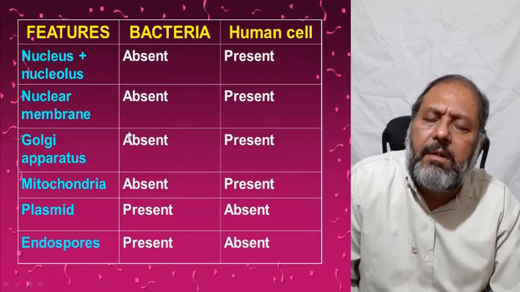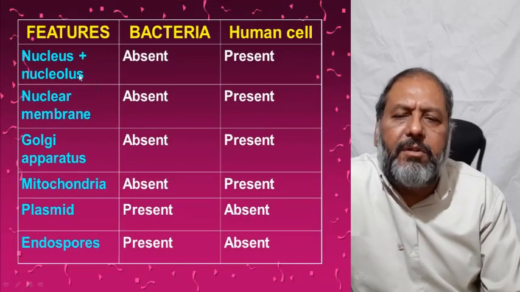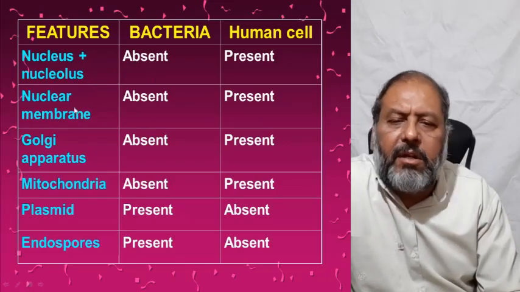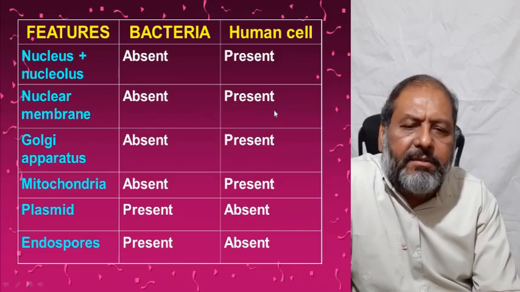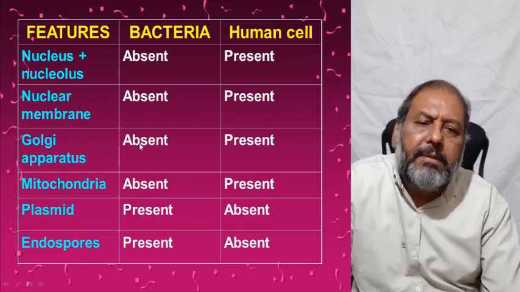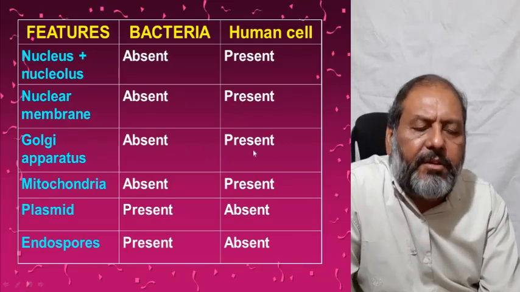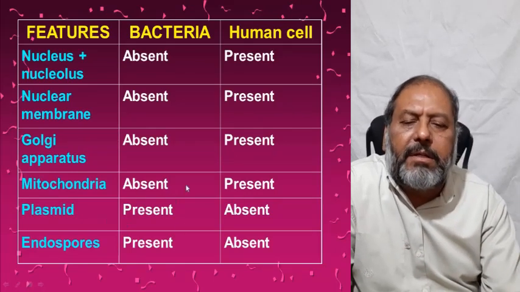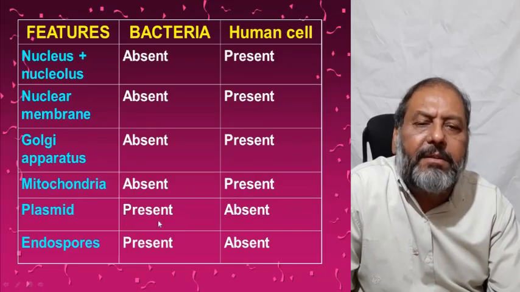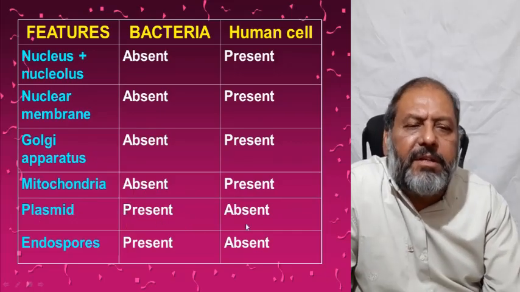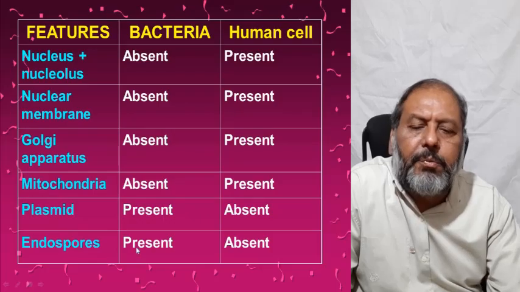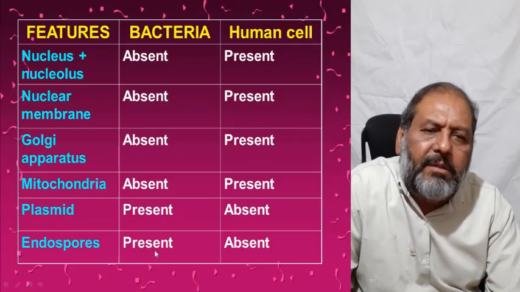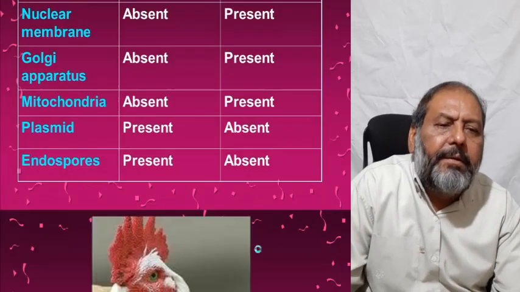And among the other differences, one can see the nucleus and the nucleolus. These are absent in bacteria but present in human cells, as is the nuclear membrane, absent in bacteria and present in human cells. The Golgi apparatus is absent in bacteria and present in the human cells. Mitochondria are also present in the human cells but not in bacteria. Plasmids are present in the bacteria but absent in the human cells. And endospores are a quality only of the bacteria, so these are present in the bacteria and absent in human cells.